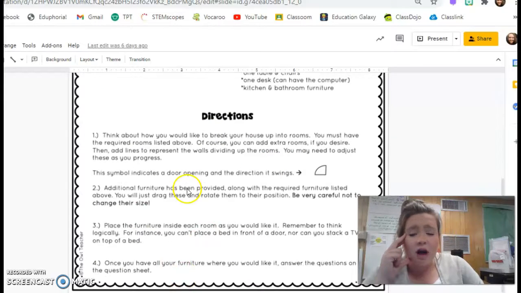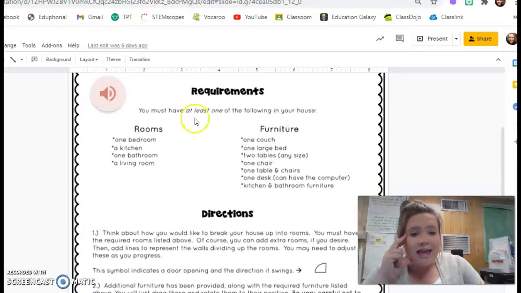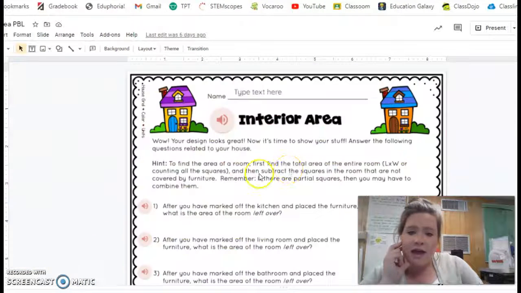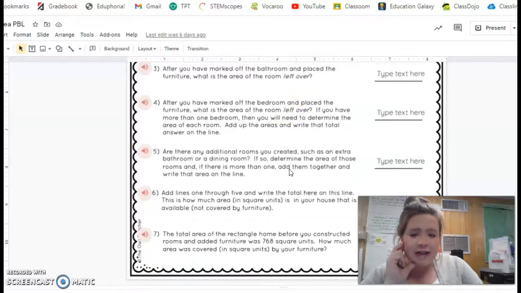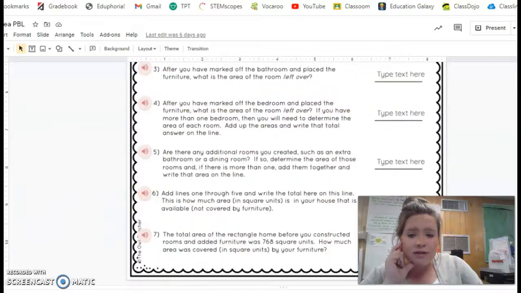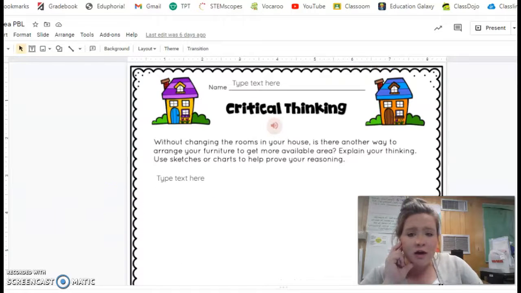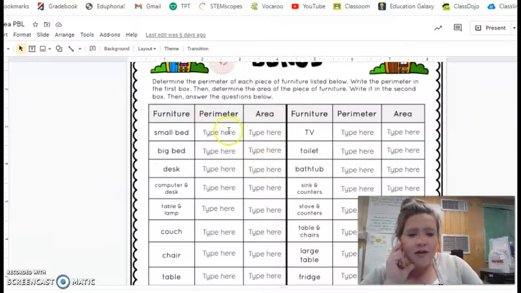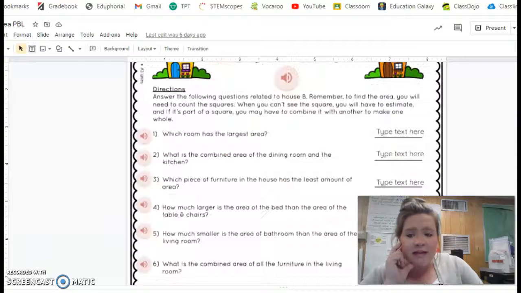The video goes into a lot more detail about your instructions. Can you have more rooms and more furniture? You sure can. But you have to have the minimum. This is your house grid. Okay? These are some questions that you're going to answer when you've created your house. Here's a critical thinking. Here's a bonus. You're going to find the perimeter and area of all of these things.